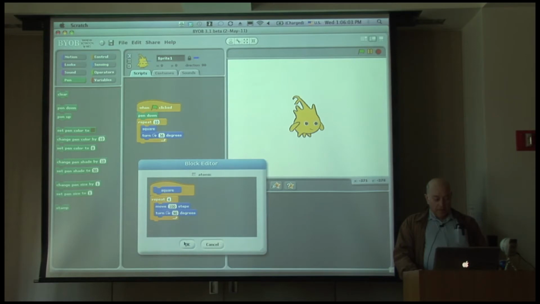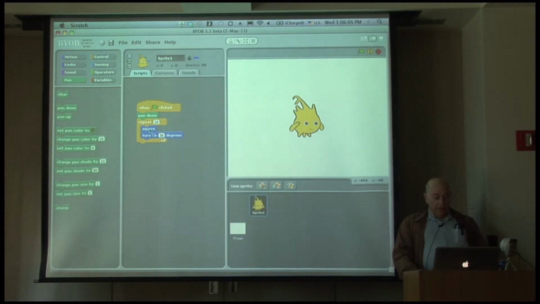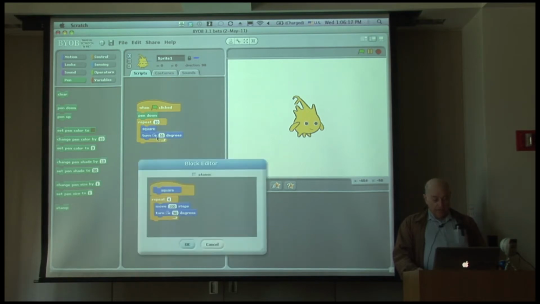OK, so how do you open the block editor? Well, here's the square block right here. And I'm on a Mac. I command click. Those of you with some other kind of computer can right click. And then you choose edit. And here's the block editor with square.